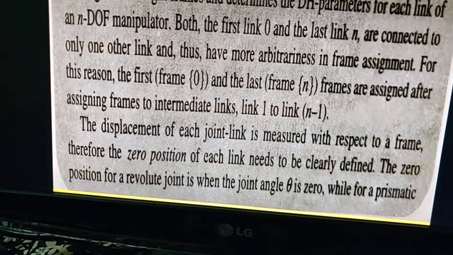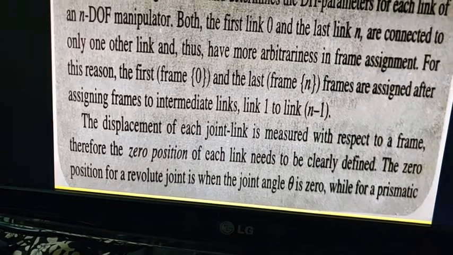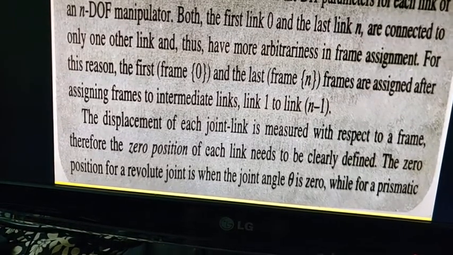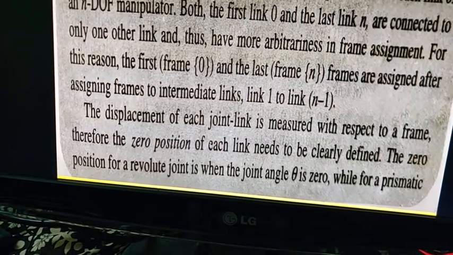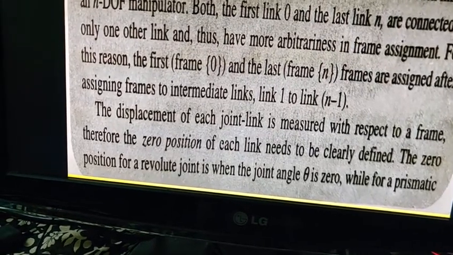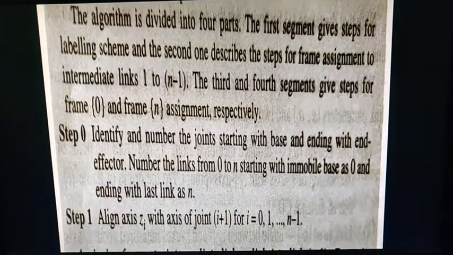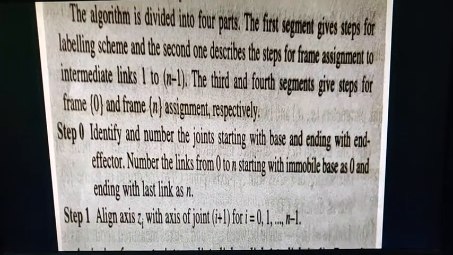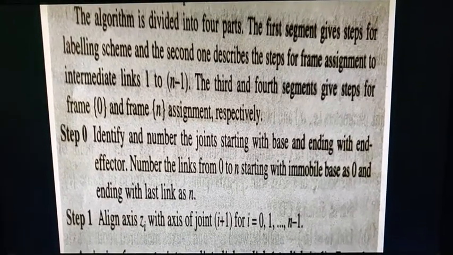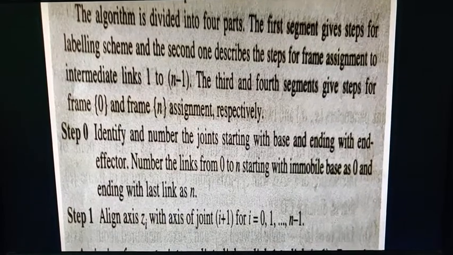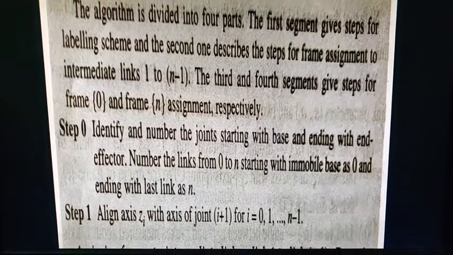The 0 position of a revolute joint is when the joint angle is 0. And in prismatic joints, the 0 position is when the joint displacement d is 0. Now the algorithm is divided into 4 parts. The first part gives the steps for the labeling scheme. The second one describes the steps for frame assignment to intermediate links 1 to n minus 1 and from frame 0 to frame n.